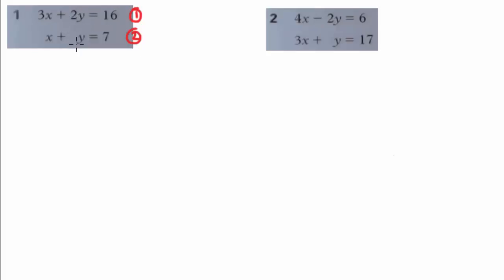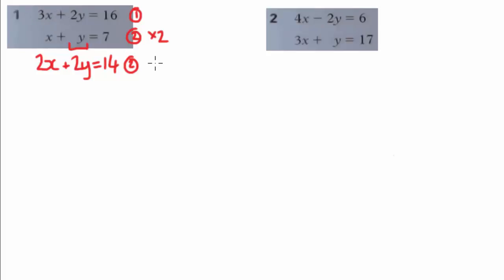Okay, so what we need to think about is how do we get, if I'm going to use y here, how would I get that up? That's 2y, and that's y, so if I actually times that by 2, what we would end up having now is 2x plus 2y, and that equals 14. So this is the new equation 2.